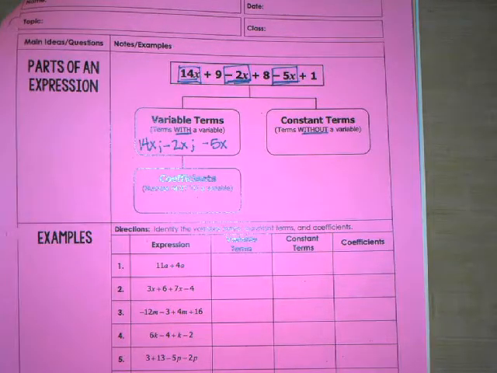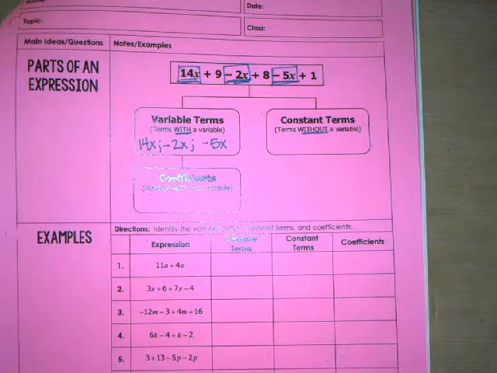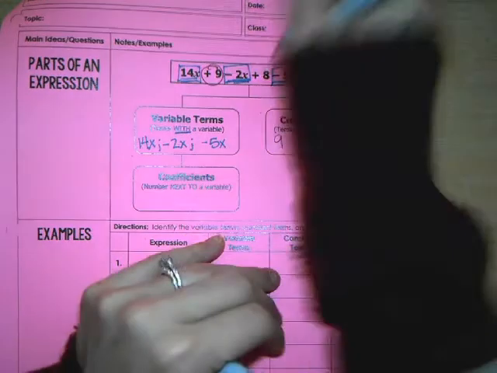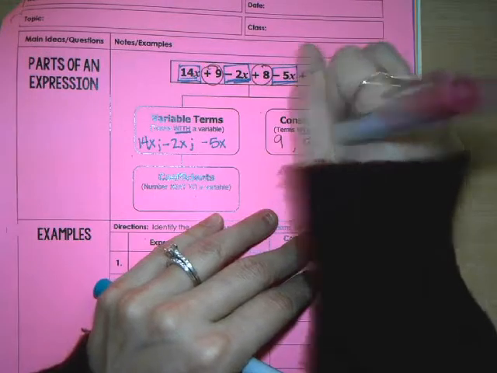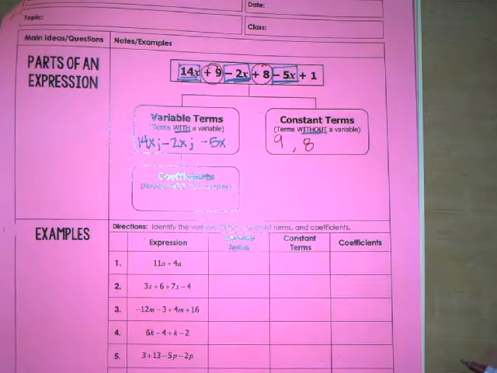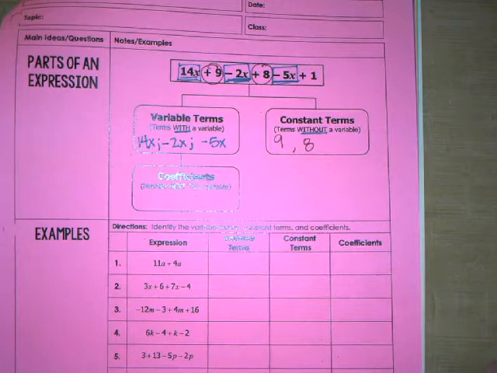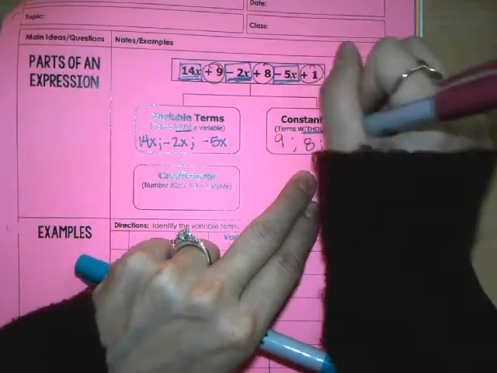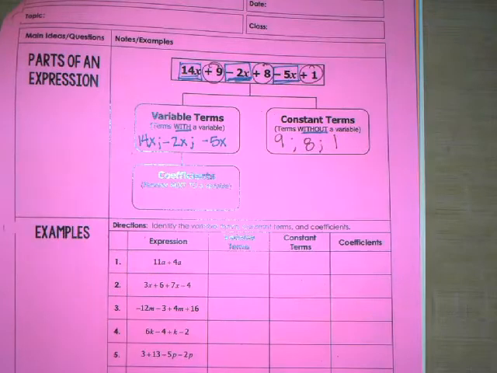So then constant terms are terms without a variable. So what is the first constant term that we see? 9. So 9 is a constant term. What else is a constant term? And these are positives because we see plus signs. We don't have to write the positive sign. We don't have to write the plus sign because those are always there. You don't have to see them, but they're always there. What's the last one? 1. Any questions on the difference between variable terms and constant terms?